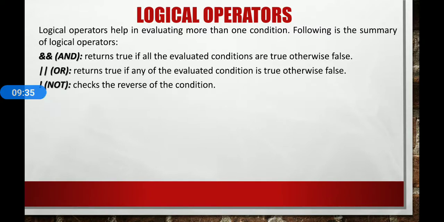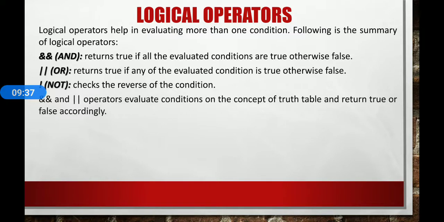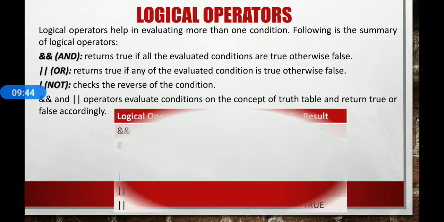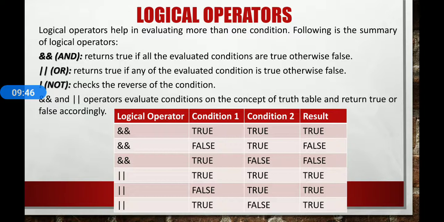AND and OR operators evaluate conditions on the concept of a truth table and return true or false accordingly. The truth table is given here. First, suppose we have used the logical operator AND. If the first condition is true and the second condition is true, then the result will be true. But for AND, if the first condition is false and the second condition is true, then it will return false. If the first condition is true and the second condition is false in the AND operator, then the result is false.